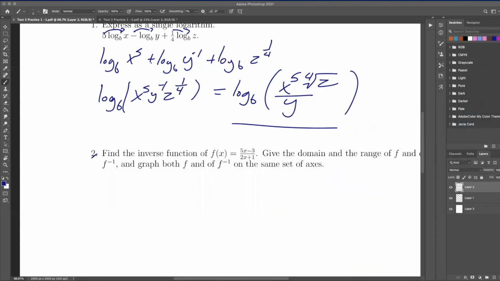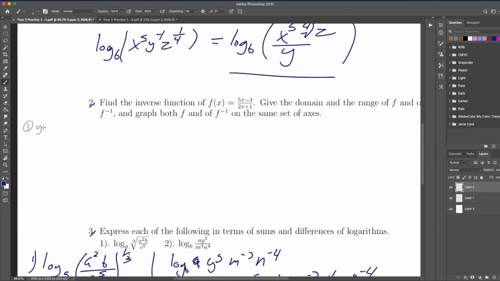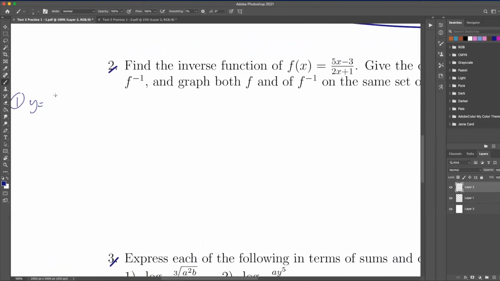All right, so here, we're going to do our first step, which is to write y equals 5x minus 3 over 2x plus 1. Step 2 is to switch all my y's and x's. So here we'll have x equals 5y minus 3 over 2y plus 1. Step 3 would be to solve for y again. And so we'll have to do that.